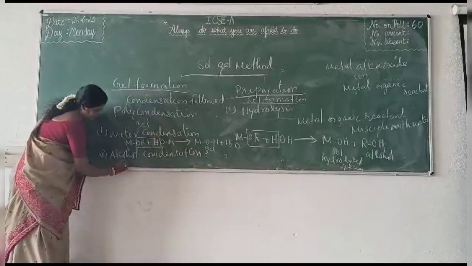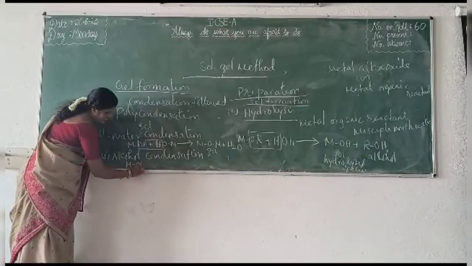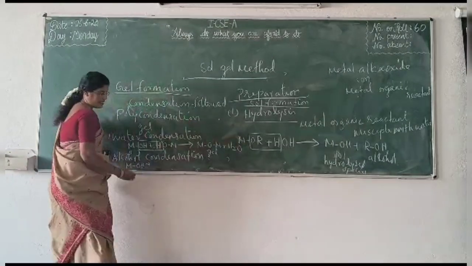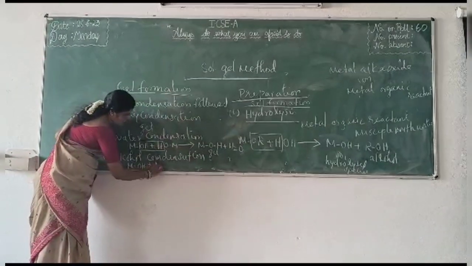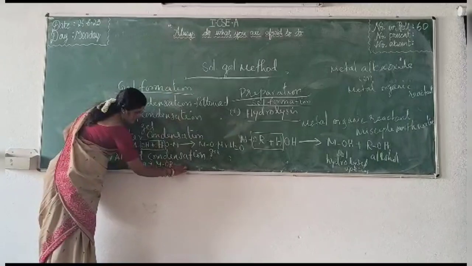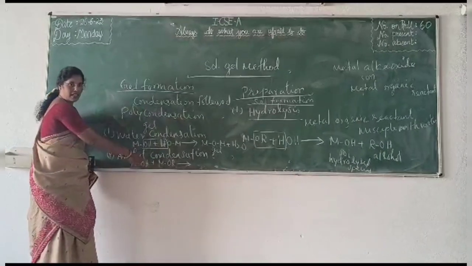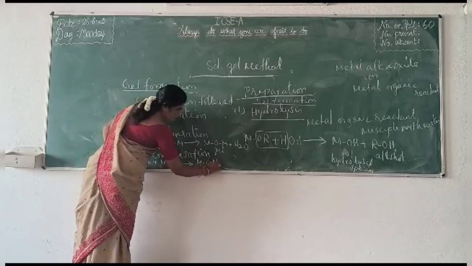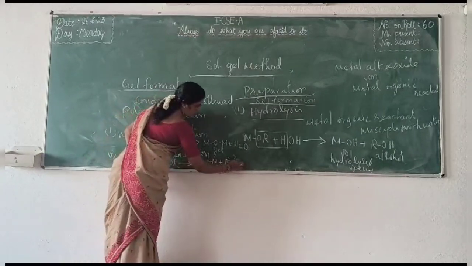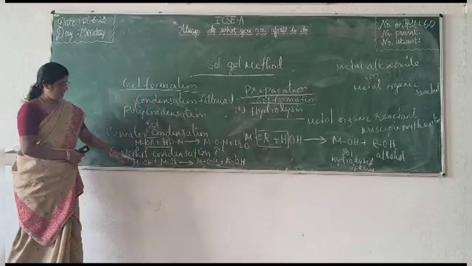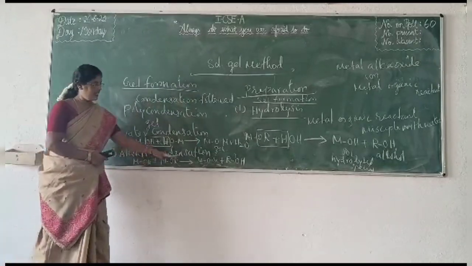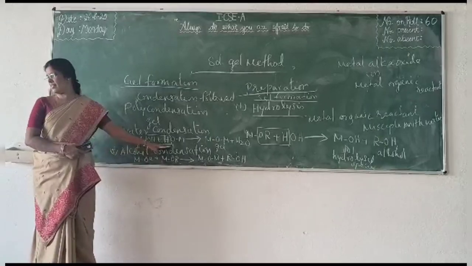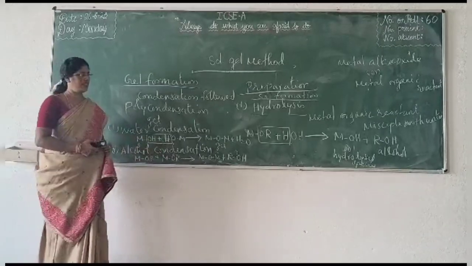Alcohol condensation: the hydrolysis piece condenses with an unhydrolysed piece, again condensing with alkoxide. What happens? MOM, that is gel, and alcohol. So when an unhydrolysed piece condenses with a hydrolysis piece, it releases alcohol. This process is called alcohol condensation.